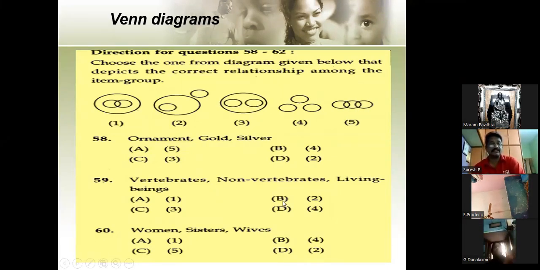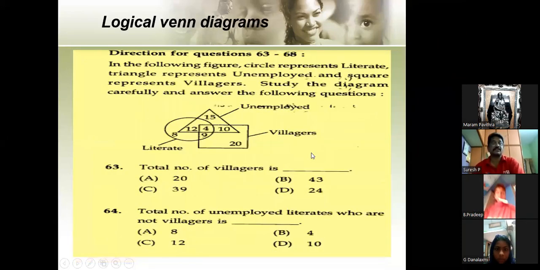Attributes, non-attributes, living beings. Here, woman, sister, wives. You are given women, sisters, wives. Just now see, what is the relation between these? You have to identify among these. Clear? Okay.